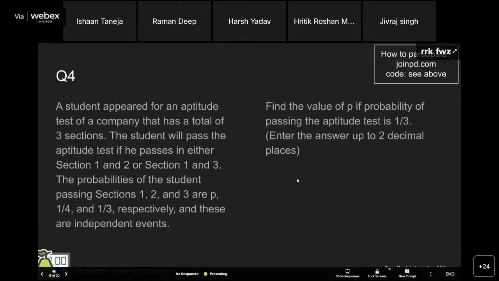So when will you pass the aptitude test? When you will either pass section 1 and 2 or pass section 1 and 3. You need to pass section 1, and among sections 2 and 3 you have a choice. Whichever you want to put effort in, you need to pass these 2 sections.